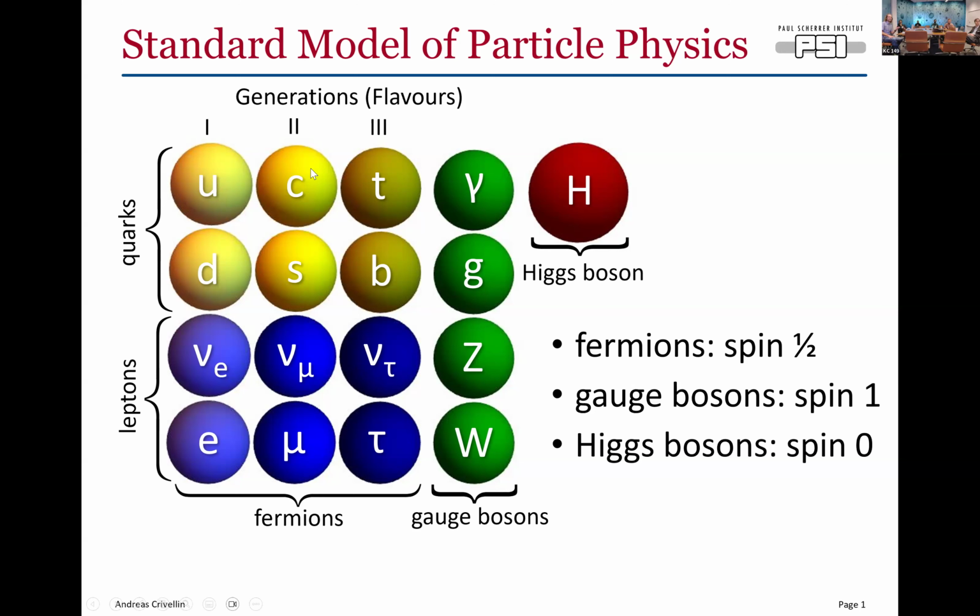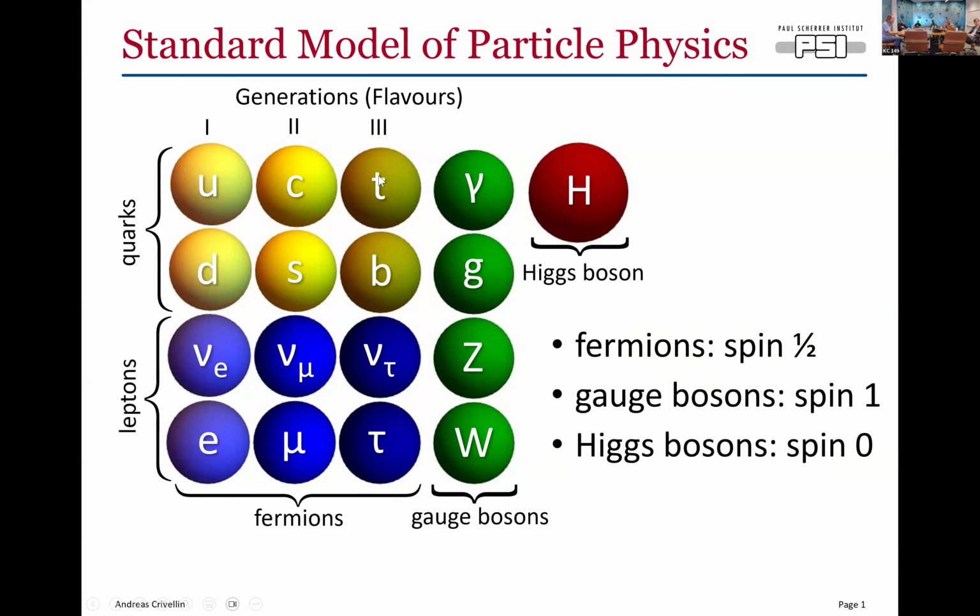The second and third generation fermions are heavier and unstable. So, for example, a muon decays into an electron, a neutrino, and a muon neutrino. And also all the other particles, the heavier it is, the shorter its lifetime. So, for example, the top quark, the heaviest particle of the standard model with a mass of around 174 GeV, decays so rapidly that it cannot even hadronize. So it doesn't form bound states like the other quarks do.